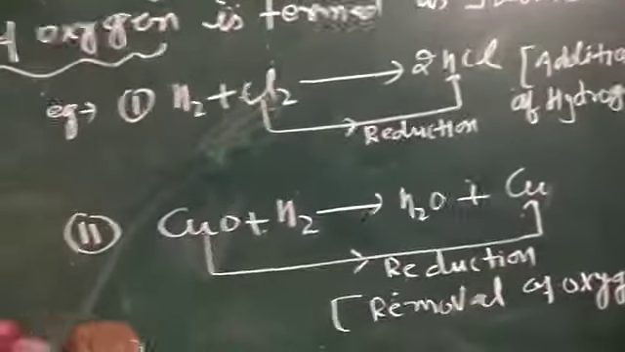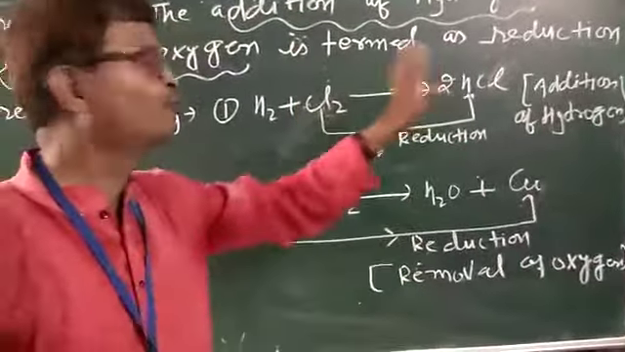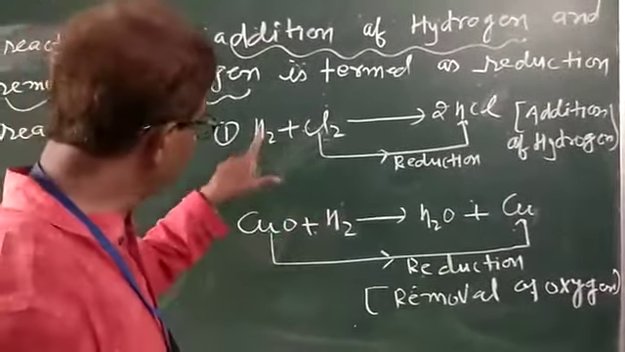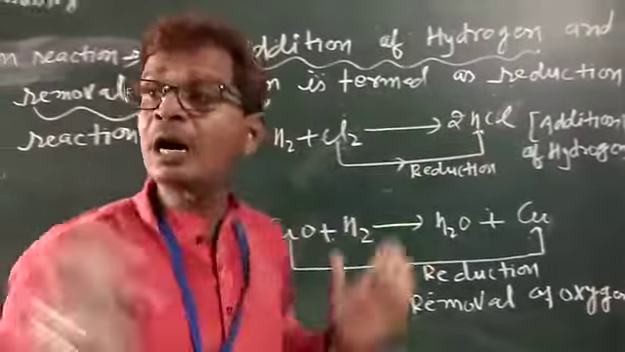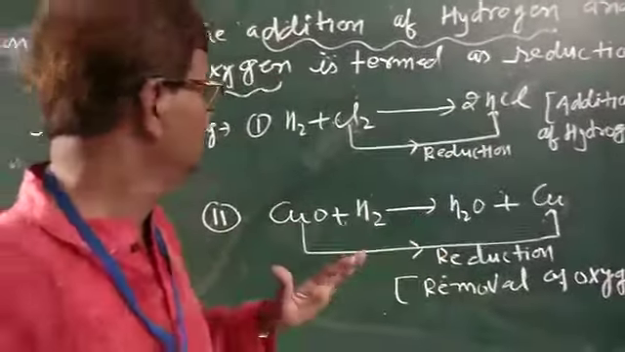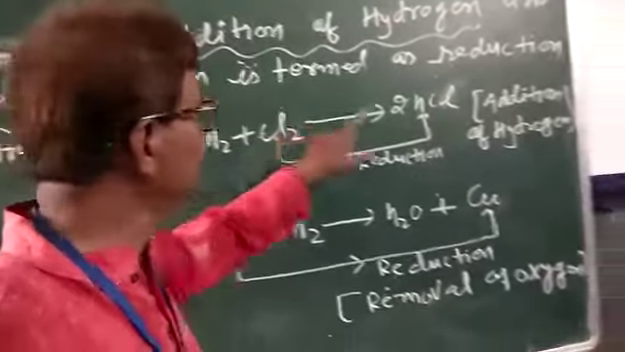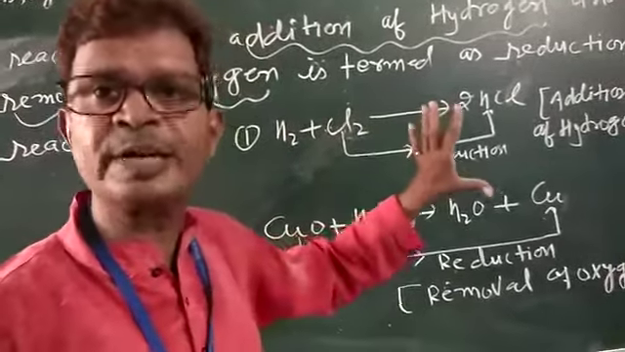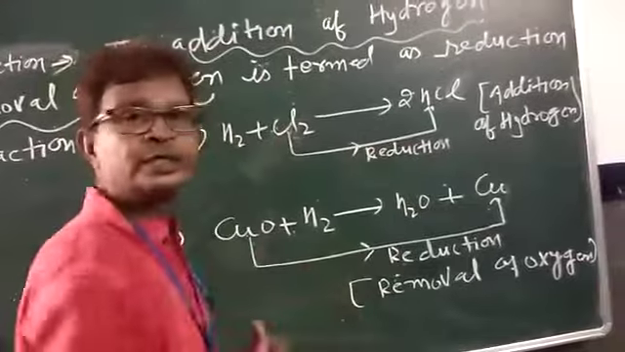See the first example, hydrogen reacts with chlorine to form hydrogen chloride. In the first reaction, how can you have HCl? By adding hydrogen to chlorine, we can get HCl. So addition of hydrogen takes place here. So in chlorine, reduction takes place.